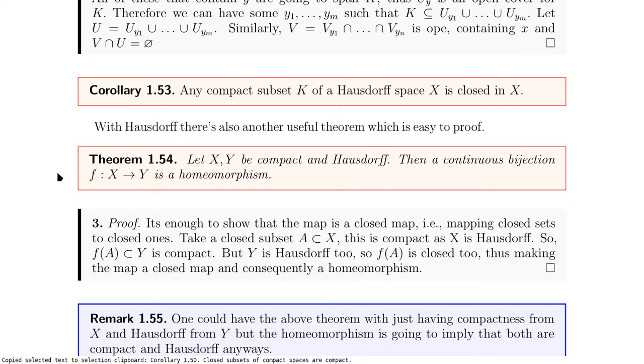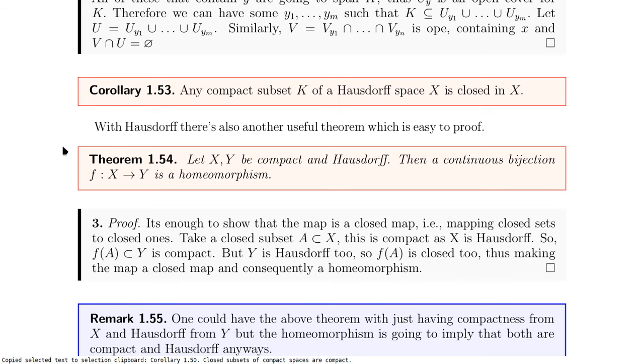With the Hausdorff condition, you also have this interesting theorem, which is that if you have two topological spaces that are compact and Hausdorff, then if you have a continuous bijection between them, it automatically becomes a homeomorphism between the topological spaces. Right? And the proof is not that hard. You just have to show that the continuous bijection you have is actually a closed map. So closed map meaning it maps closed sets into closed ones.